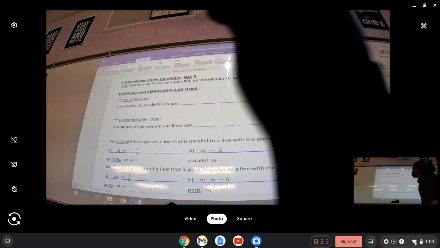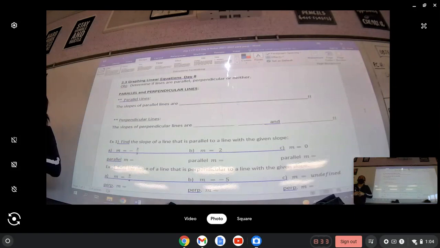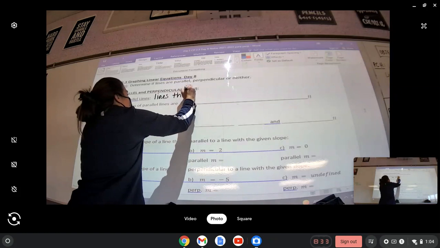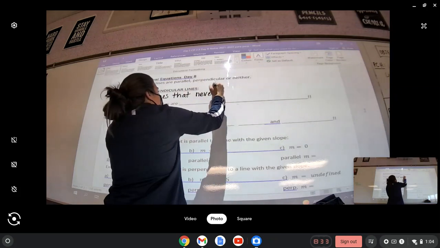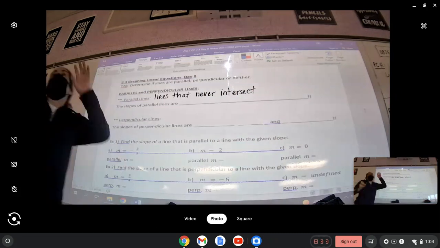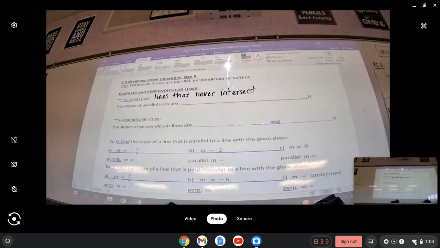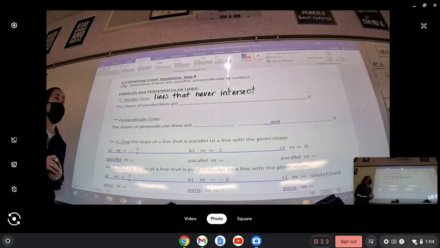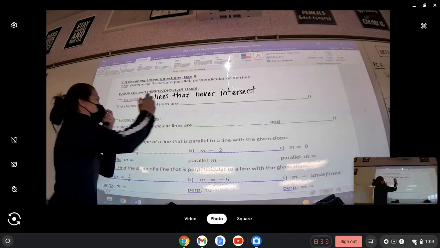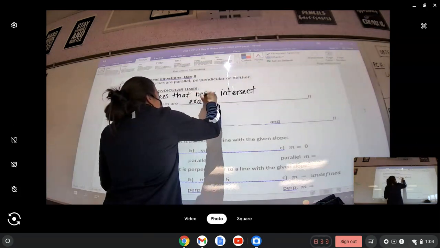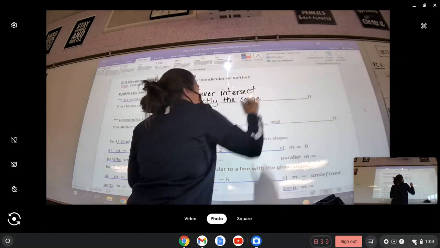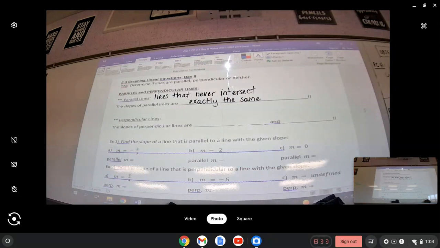All right, so what do we say? If lines are parallel, then these are lines that never intersect. They never intersect, they never meet, they never cross over. And the reason that parallel lines will never intersect is because what are their slopes? They're exactly the same. They're moving at the same speed, but they started in different spots. Okay, they are equal.